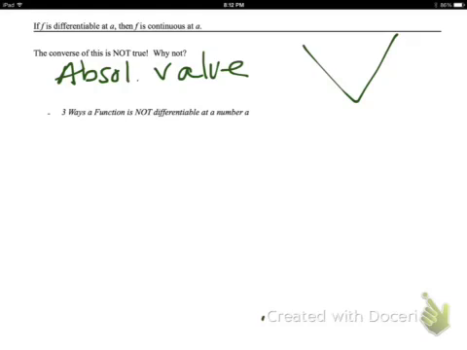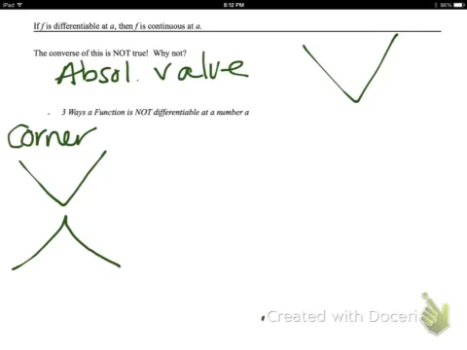How can something not be differentiable? There are 3 ways that something is not differentiable. The first is called a corner. Graphically, all that means is that the left and the right will not be the same. I could think of a corner as absolute value, or the function could actually be curved a little bit. At this value, it's not going to be differentiable.